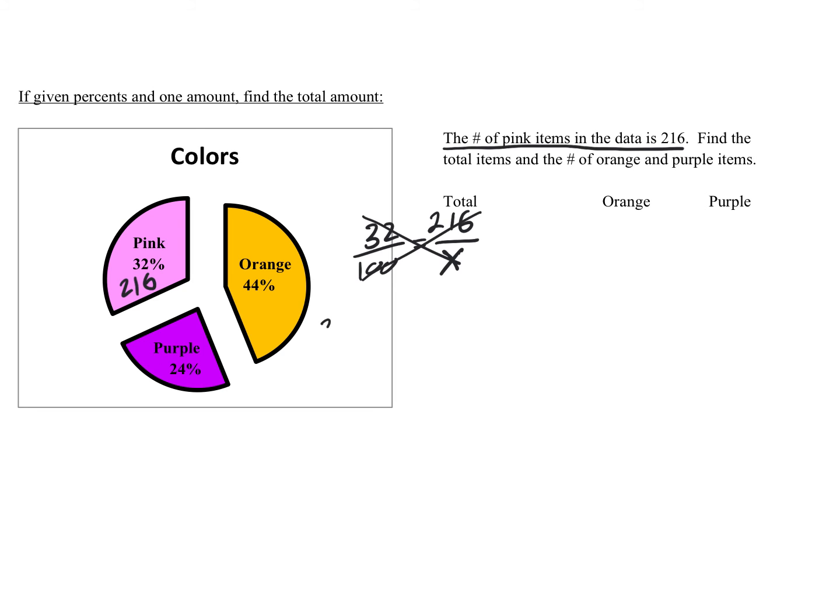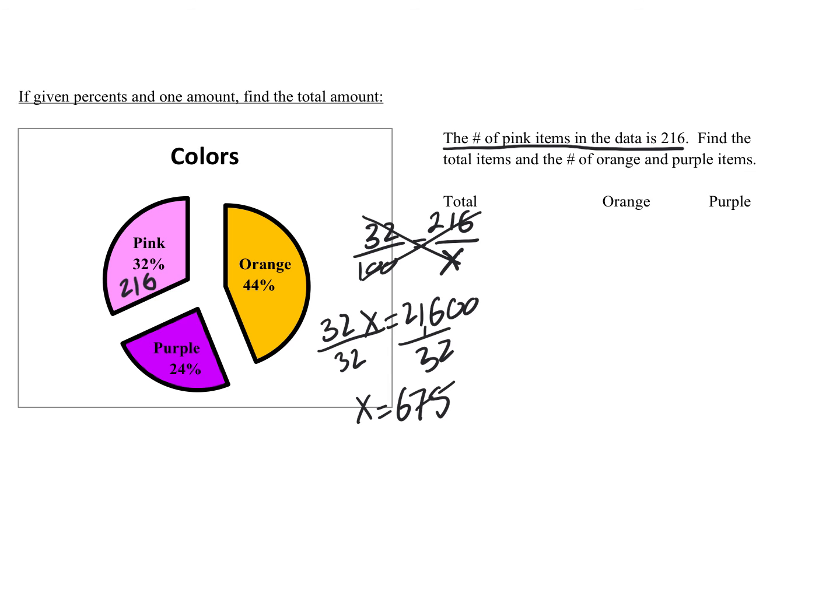All right, so we're going to use the same method. We're going to cross multiply. So we get 32x equals 21,600. We'll divide by 32. And we'll find that our total number of items, or as we called it x, is 675. Now this is what we're going to use to find the rest of the information.